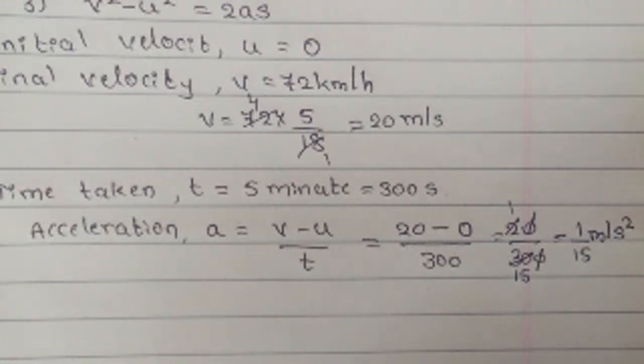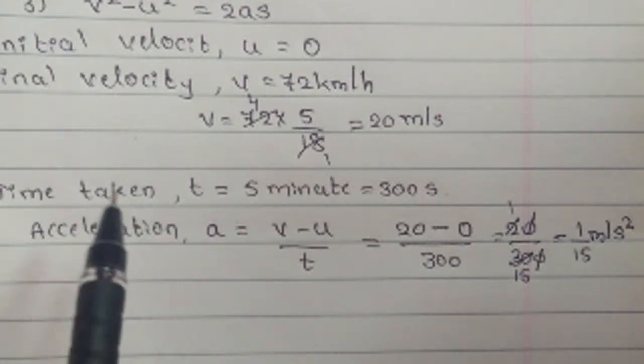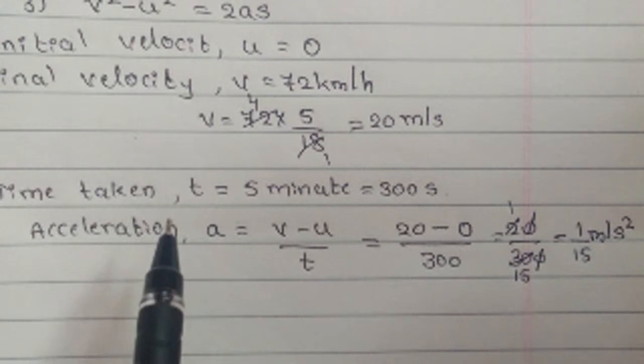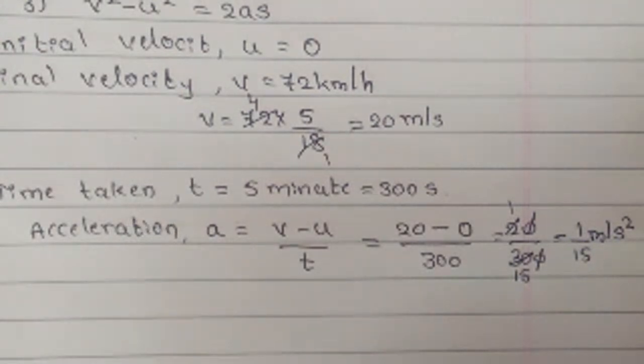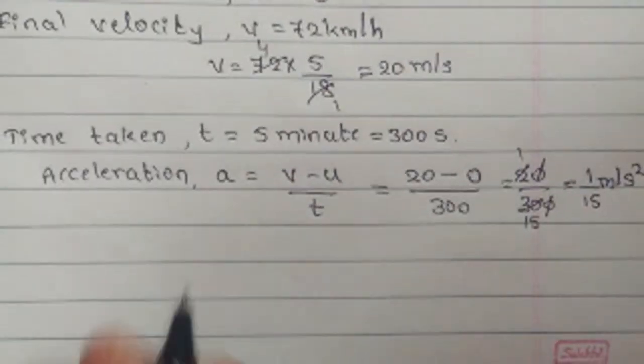The next part, we have to find the distance traveled. So we have one expression, s is equal to ut plus half at square. Initial velocity is known, time is known, and acceleration is known, but distance is unknown. We have to find the distance. Apart from that we can use v square minus u square is equal to 2as. We can use any one formula.